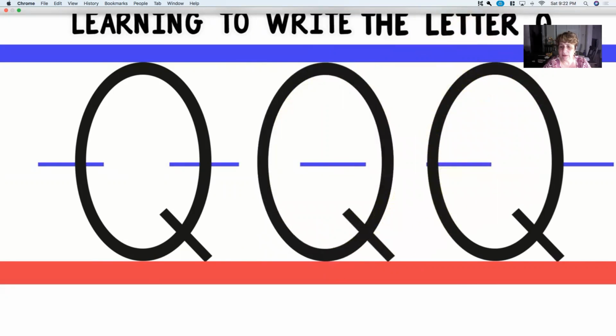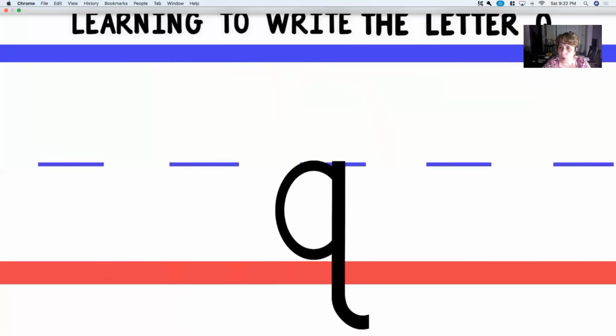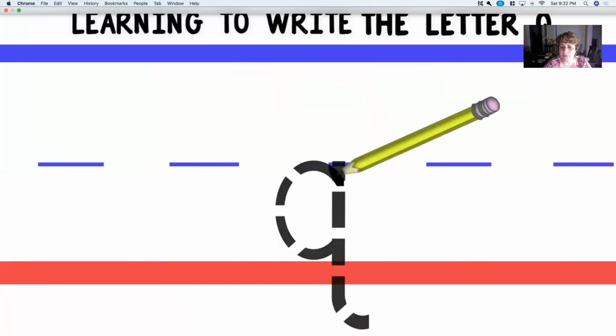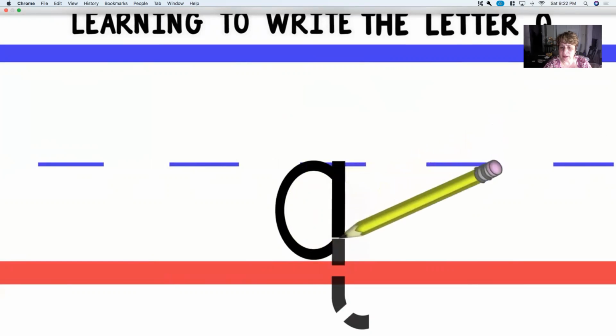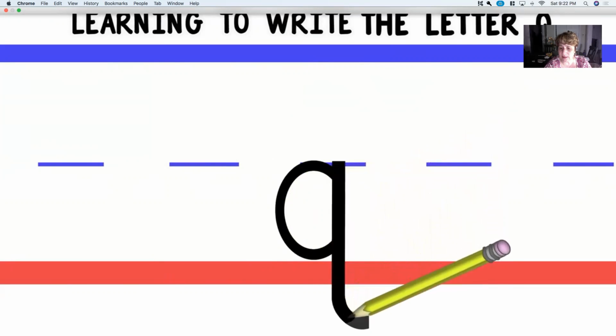Diagonal out. Now let's do lowercase q, the one with the tail that sticks out. It looks like an O with a tail coming out of it. To do lowercase q, we'll start in the middle. Start the dotted line around like a C. Then we'll do a straight line down. Go past the red line. Tail at the end. And make the curl around.